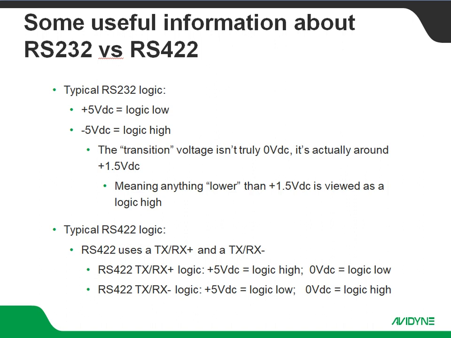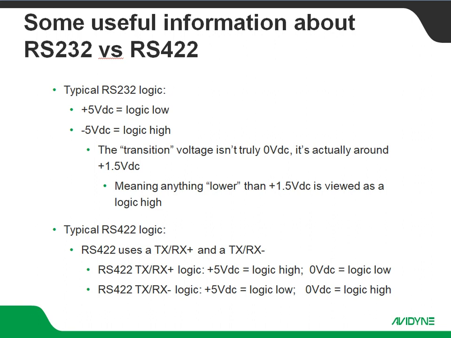So before we jump into the interface, I want to take a quick second to discuss RS-232 versus RS-422. Typically with RS-232 logic, we're looking at positive 5 volts DC for a logic low and negative 5 volts DC for a logic high. That transition from logic low to logic high doesn't actually happen at 0 volts DC though. It's usually around 1.5 volts, meaning anything lower than 1.5 volts is viewed as a logic high to an RS-232 circuit.